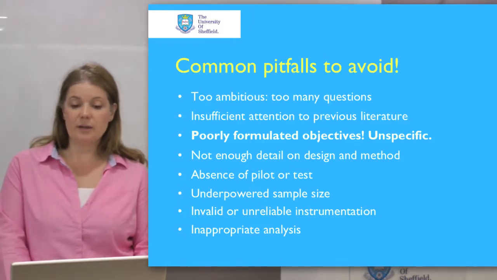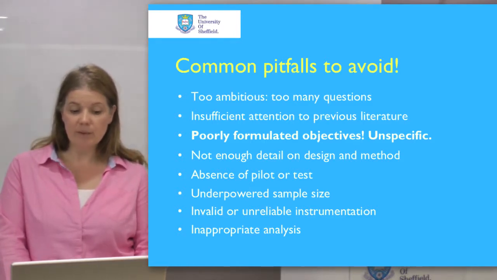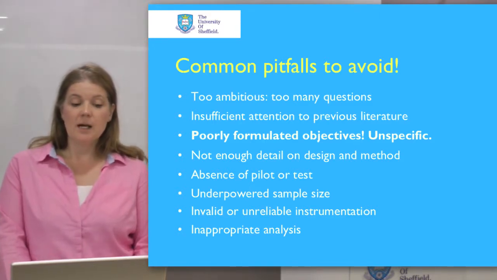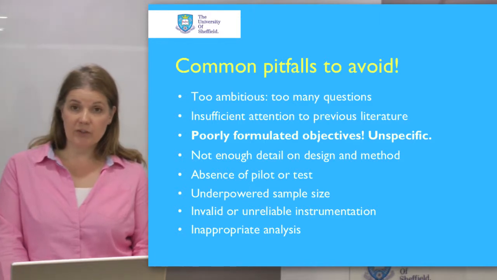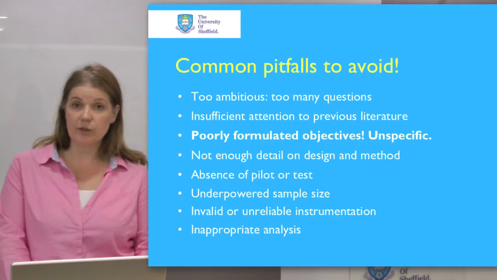Not enough detail on design and methods. So again, as I've said previously, think of it as a recipe. You've got to write down exactly what you're going to do and who's going to do it and at what part you're going to do it, so that somebody else can do your study. Absence of pilot or testing, pre-testing before you begin to make sure that your materials are up to the job and are going to get the data that you want. An inappropriate or underpowered sample size. So sometimes we can't do sample size calculations, and that's fine. We don't have the data to do those with. But if you have got data to do a sample size calculation, then you need to.